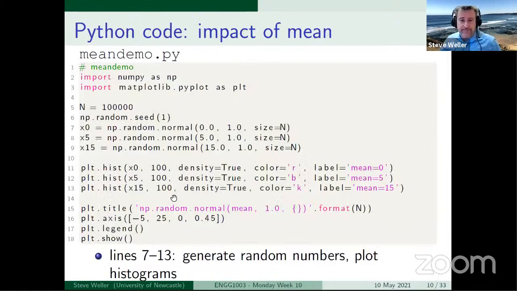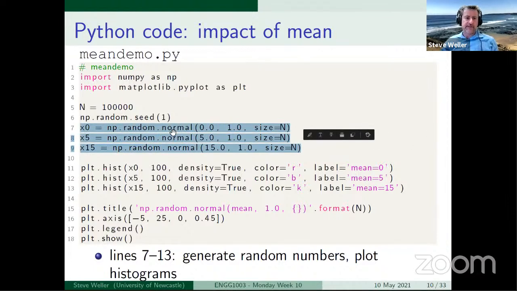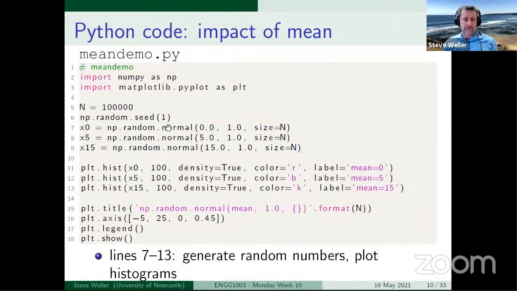Here's the code to do that. You'll see here I've posted this code, meandemo.py. I've posted it in Discord, also in Blackboard, so you can run the code yourself. I encourage you to do that. In lines 7 through 9, you can see that I've got three successive calls to the normal function: first with parameter 0, second with parameter 5, and third with parameter 15, all in the first location. Notice the standard deviation parameter is the same in each case. It's equal to 1.